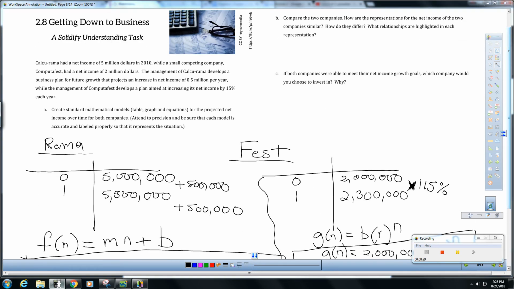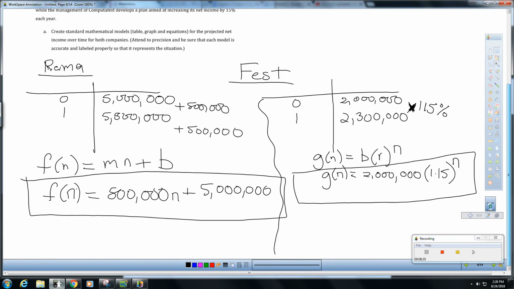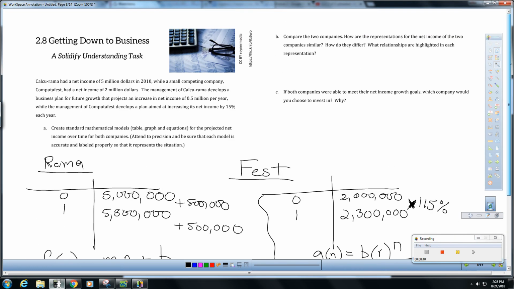So compare the two companies. How are the representations for the net incomes of the two companies similar? In both cases, the companies are increasing. How do they differ? Well, Rama is increasing linearly, where Fest is increasing exponentially. What relationships are highlighted in each representation? I don't even know what that means, so I'm skipping it.